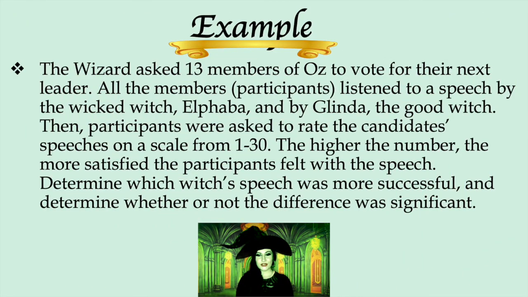The wizard asked 13 members of Oz to vote for their next leader. All the members, or participants, listened to a speech by the Wicked Witch, myself, and by Glinda, the Good Witch. Then the participants were asked to rate our speeches on a scale from 1 to 30. The higher the number, the more satisfied the participants felt with the speech. Determine which witch's speech was more successful and determine whether or not the difference was significant. Honestly, it's such an easy win here, but humor me and we'll just look through the data that came back from this.